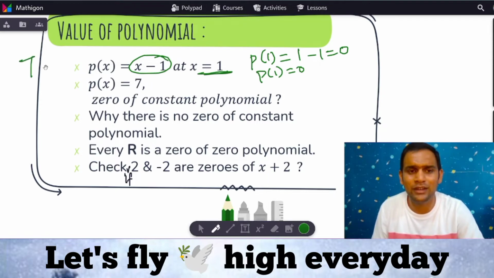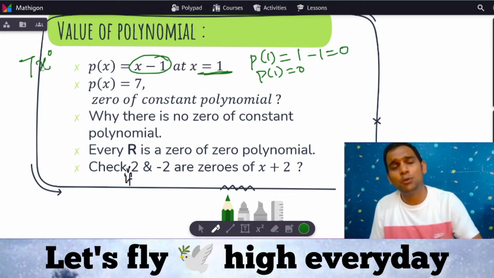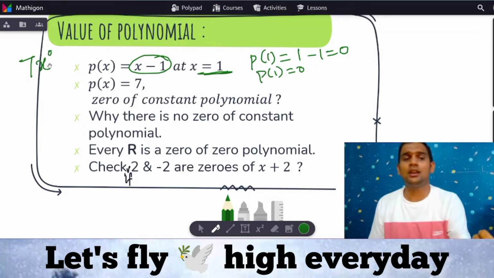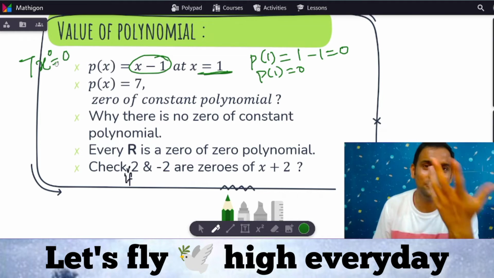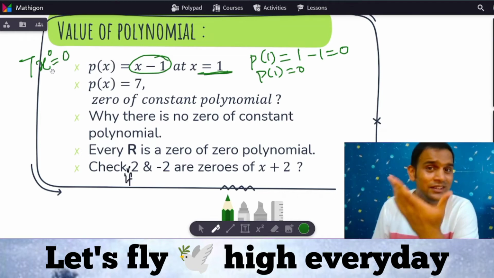Take a constant polynomial, suppose 7, right? 7x to the power 0. Is there any possibility that we put, instead of x, a number such that this value becomes 0? That is what is expected, right? Is there a possibility?